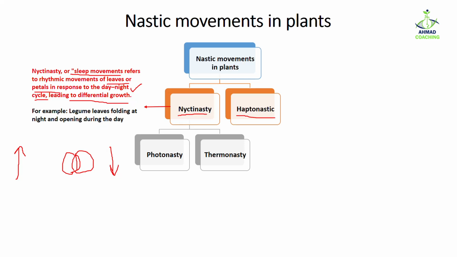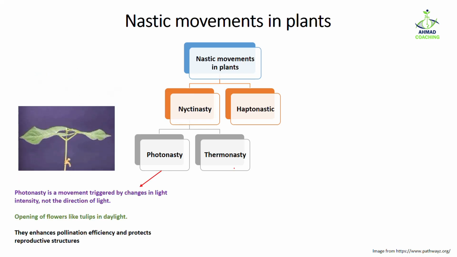The nyctinastic movements in plants are divided into two forms. One is photonastic, the other one is thermonastic. First of all, photonastic. Nastic means the same, that it is going to be squeezed or firm, but this firmness is coming because of the photo or light. So the movement of plant cells because of light is known as photonasty.